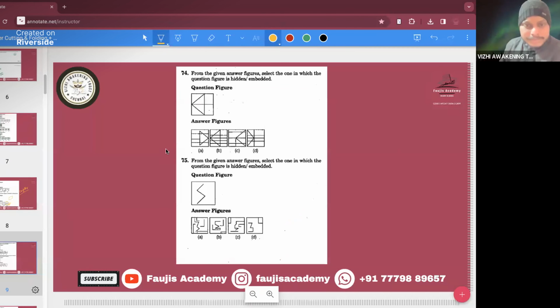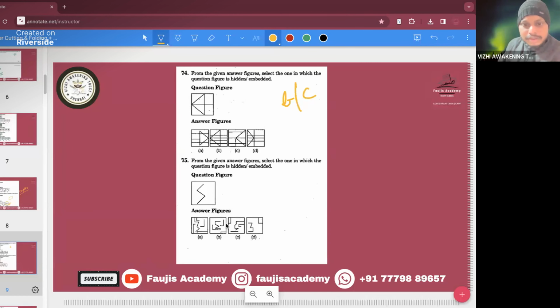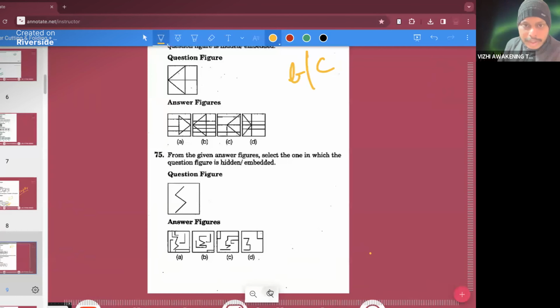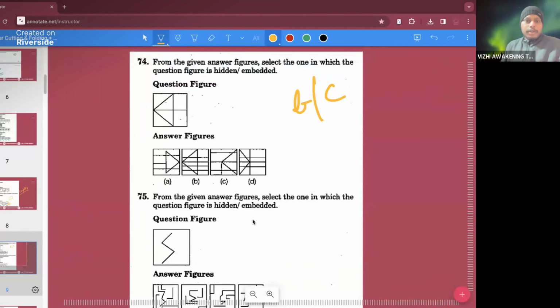Yes, tell me. Option B, sir. And why not C? Why not C, guys? Let's look carefully. I told you, no? There is this extended layer. Okay, yes.